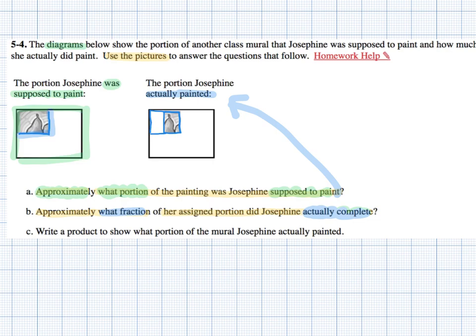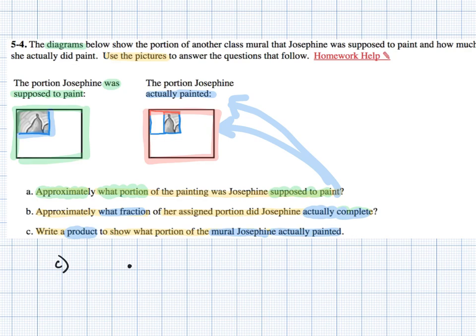So moving on to letter C, write a product to show what portion of the mural Josephine actually painted. So product means multiplication, so we're writing a multiplication product that we are showing this time for the whole mural, right? So what she actually painted. So we're gonna compare what she actually painted, which is still that, compared to the whole thing, and then to what she started. So for letter C, we want to write a product or multiplication.